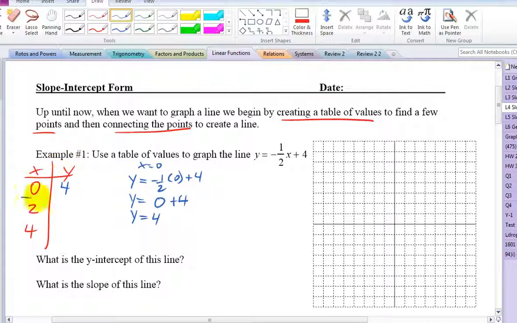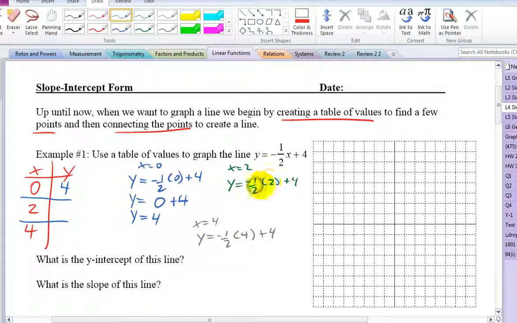Okay? And so then we do another point as well. So we do x equals 2. Y equals negative 1/2 times 2 plus 4. And don't forget the last one of 4. So x equals 4, y equals negative 1/2 times 4 plus 4. Now I chose those points for a reason.